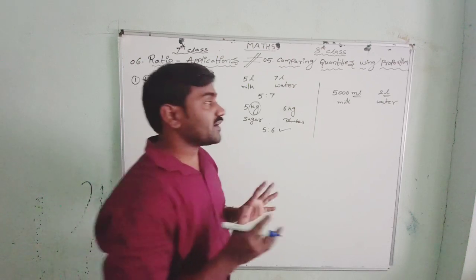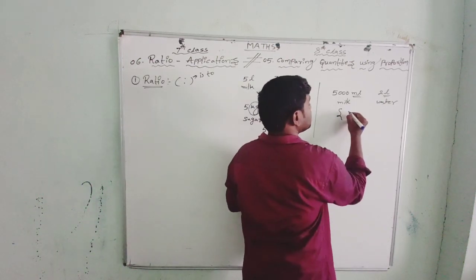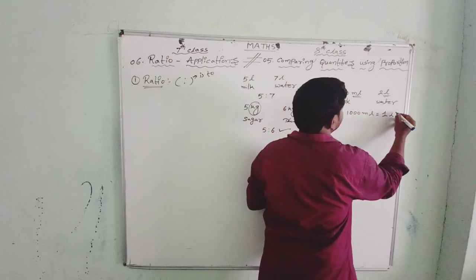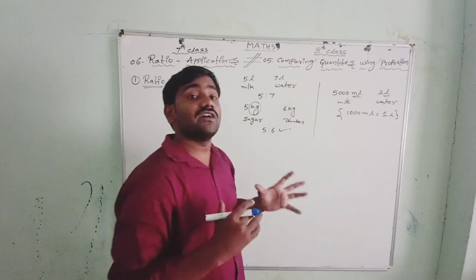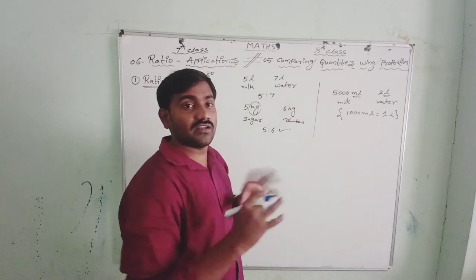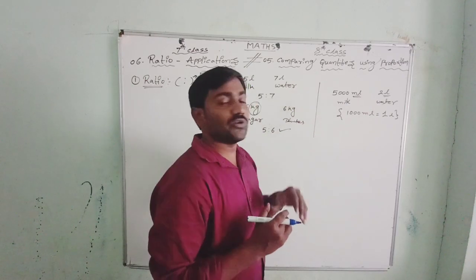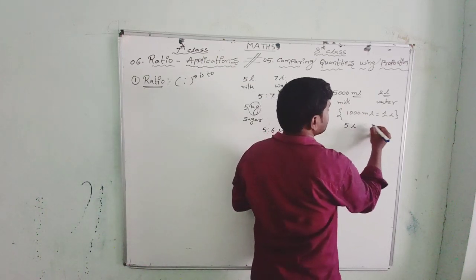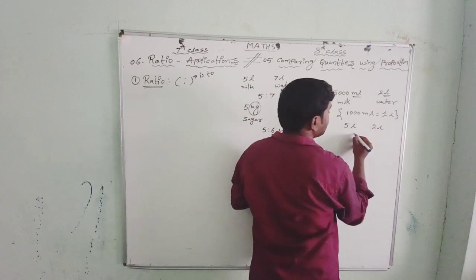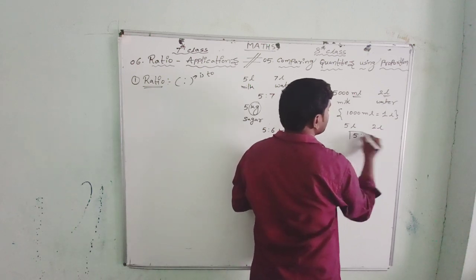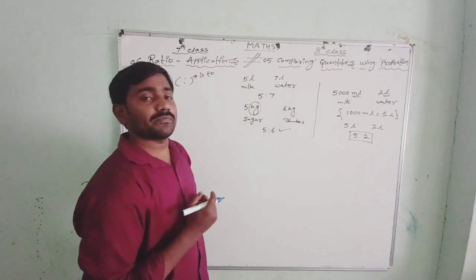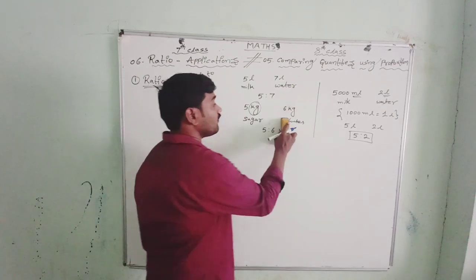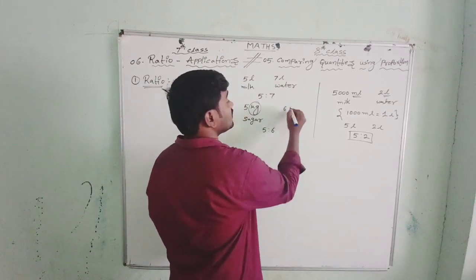But 1000 milliliters is equal to 1 liter, so we can convert them into the same units. Now they are in different units, but we can convert into the same units. 5000 milliliters gives us 5 liters, and here it is 2 liters. We can make a ratio now: 5:2.